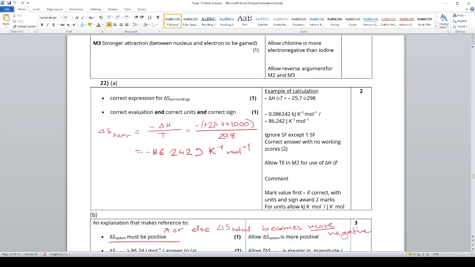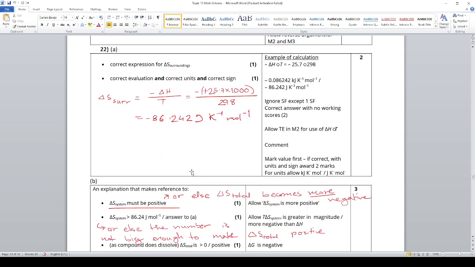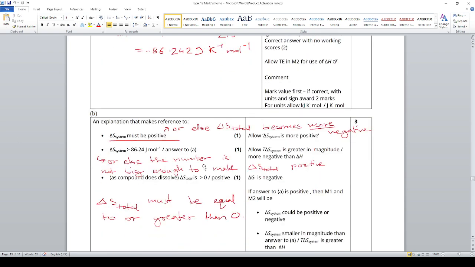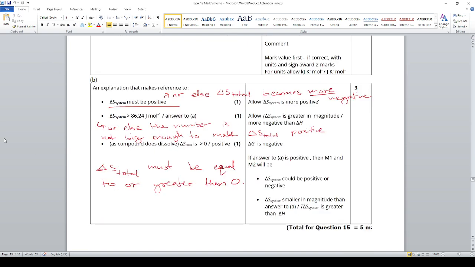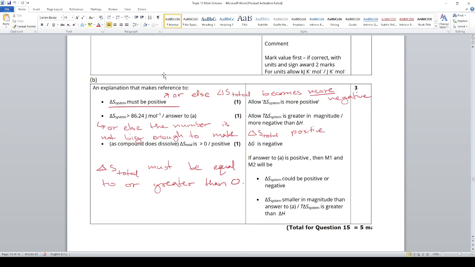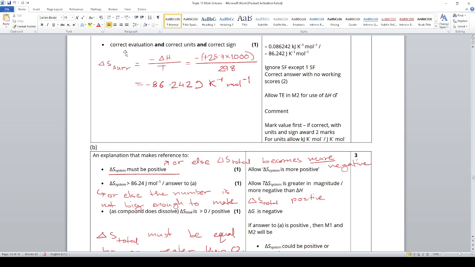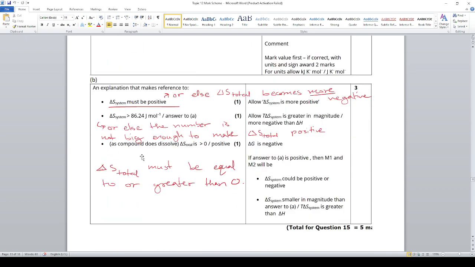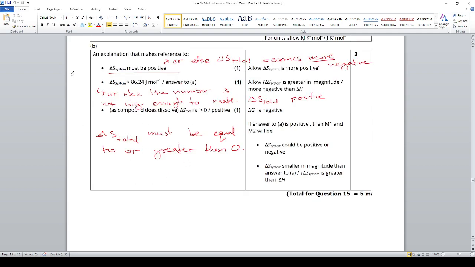Question 22 is, once more, entropy of surroundings. Very, very simple. Here's the math. You should be able to get this by now, surely. B is a question about entropy theory again. Explain what can be deduced from your answer in A about the sign and value of the standard entropy of the system. We calculated a negative entropy, right? Here it is minus 86.242 joules per Kelvin per mole. This is negative. The surroundings are losing entropy. This is an endothermic reaction. That means that the system entropy has to be positive. It has to be a positive number that is greater than the entropy lost by the surroundings from this being an endothermic reaction. Otherwise, this reaction is not entropically feasible.